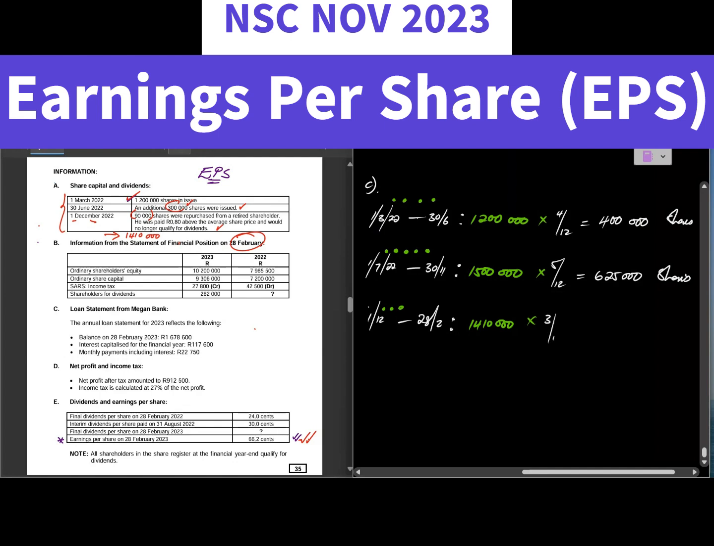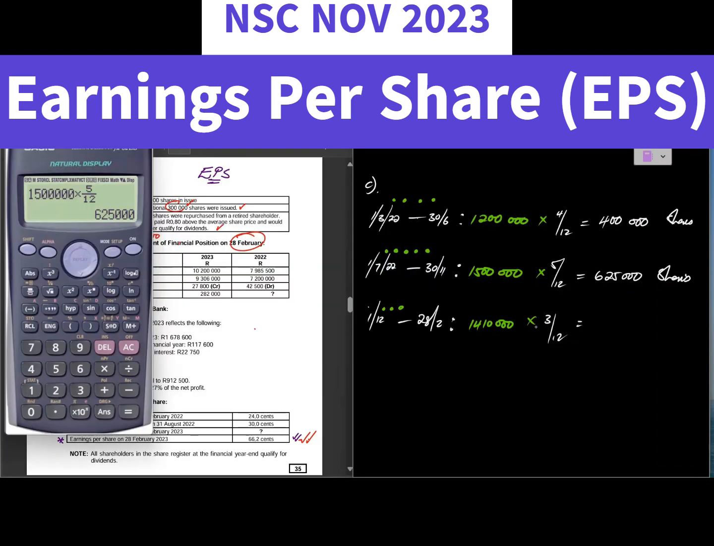Multiply by 3 over 12. So let's go again to the adding machine. And then we'll say 1,410,000, multiplied. And then we say we multiply this by 3 over 12. And that will give you 352,500.